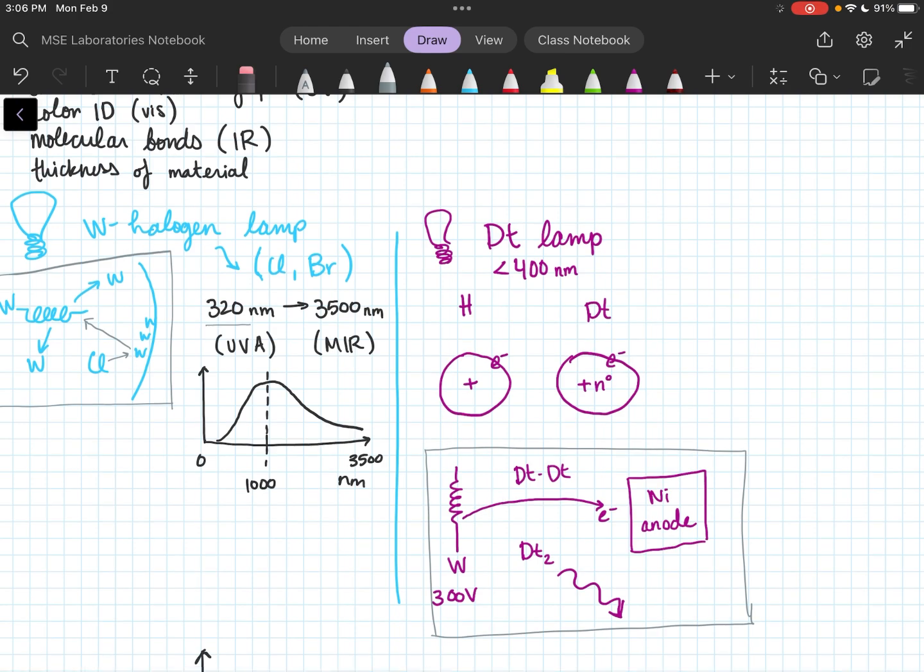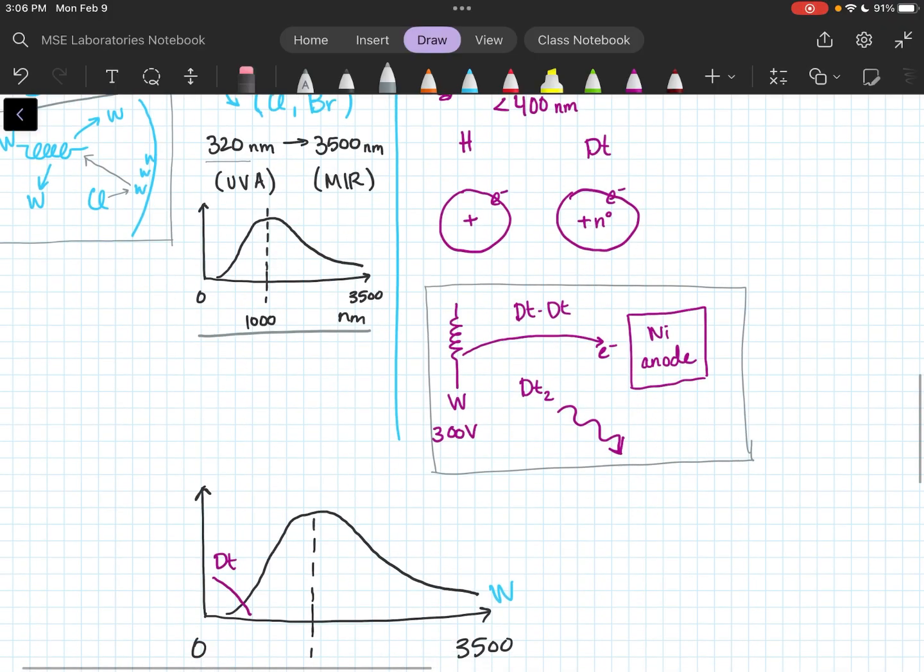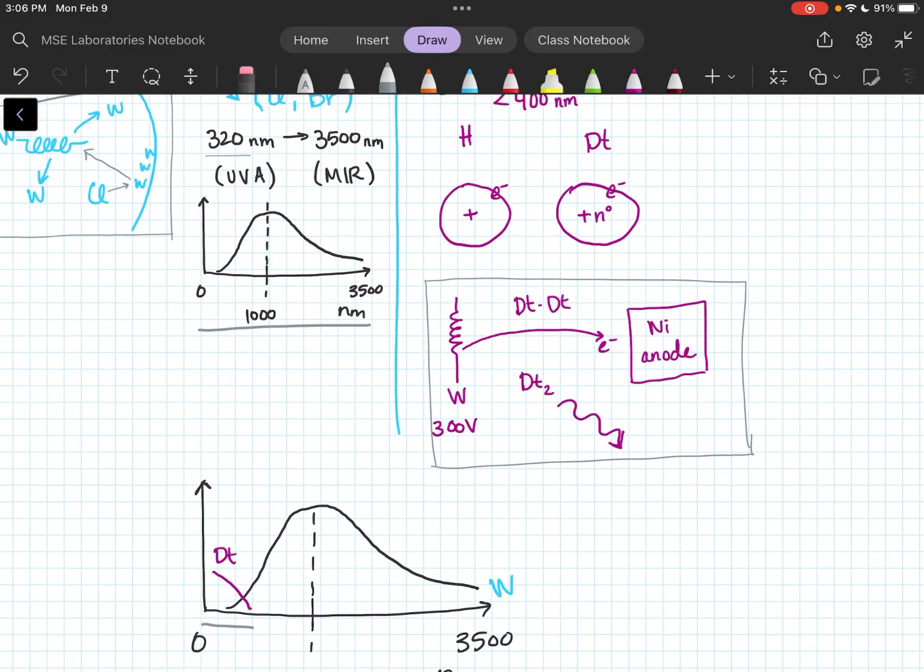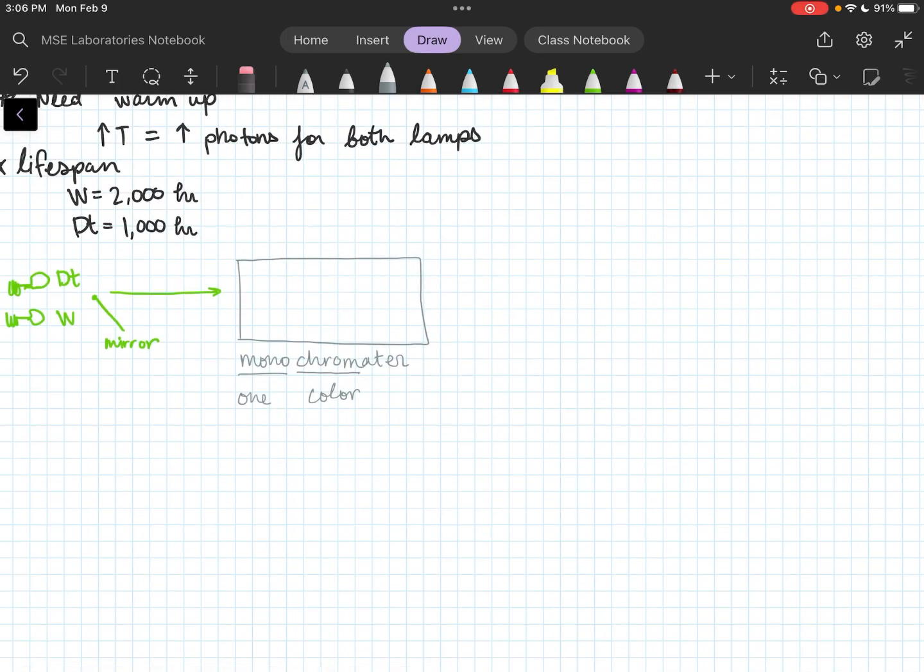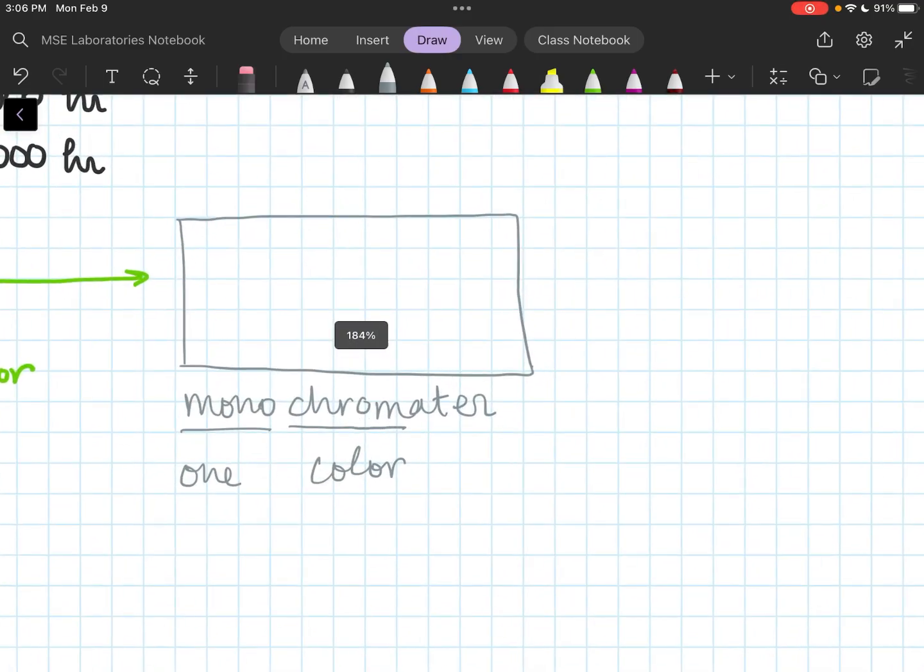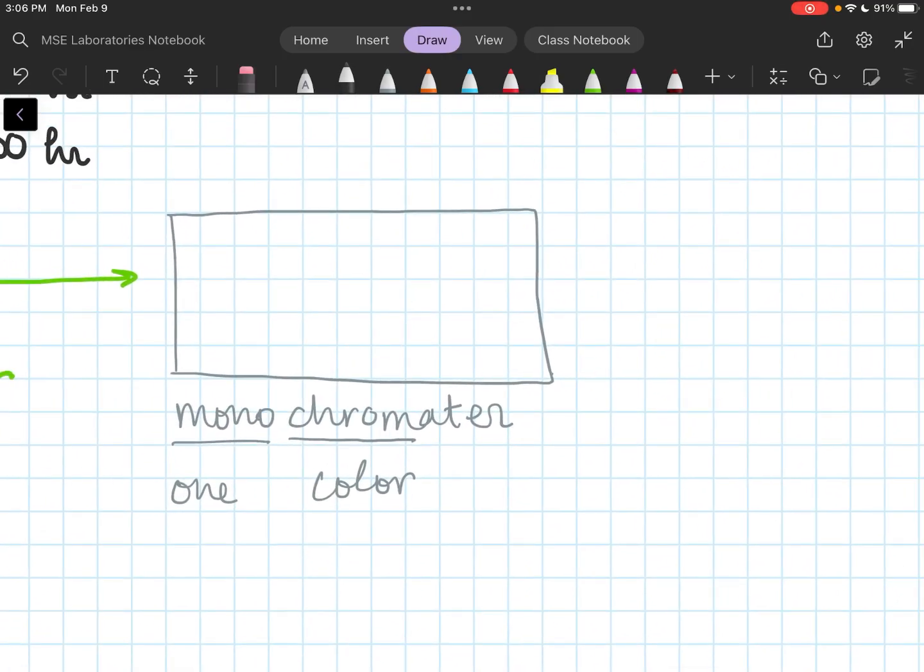We have our tungsten halogen lamp putting out this whole span of wavelengths all the time, and our deuterium lamp putting out its little span of wavelengths the whole time. And I don't want every wavelength to hit my sample. I want one wavelength at a time to hit my sample. So inside the monochromator, I've got a prism. That prism can rotate.